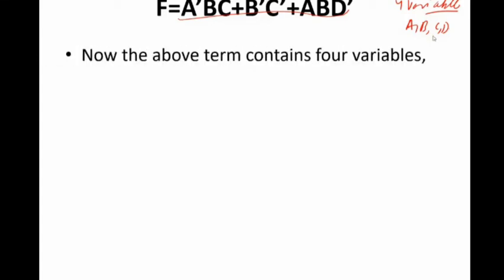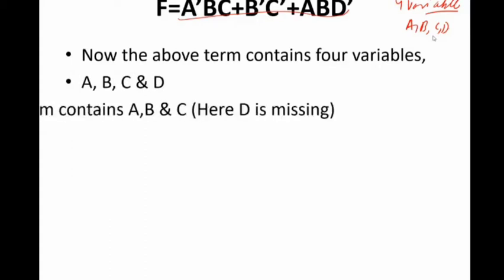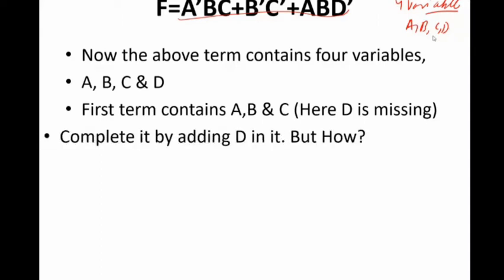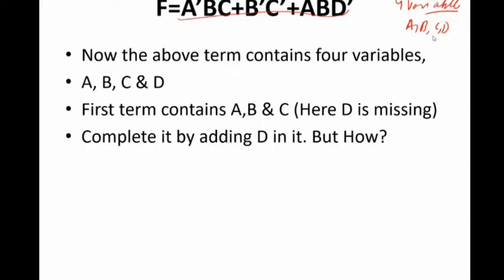Now this was our equation. In this equation, how many variables are there? Four variables: A, B, C, D. Now the above term contains four variables, A, B, C, D. The first term contains A, B, C. Here D is missing. Complete it by adding D in it. But how will you add it? The question is here.